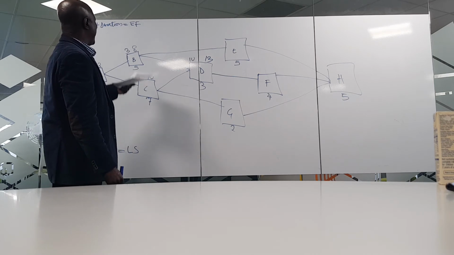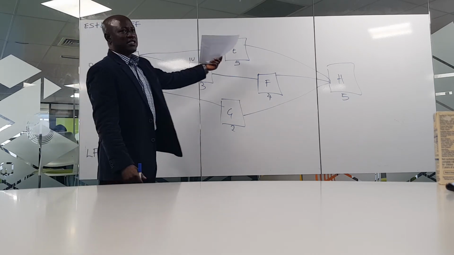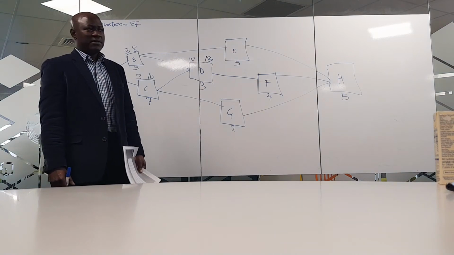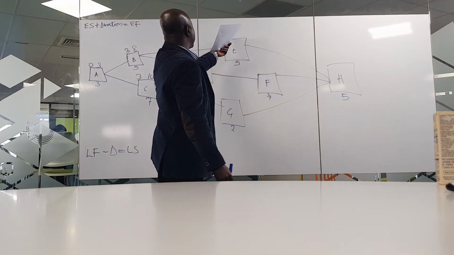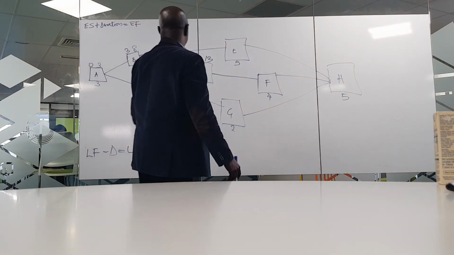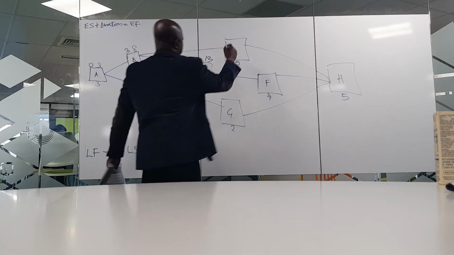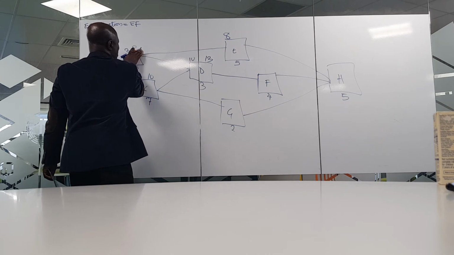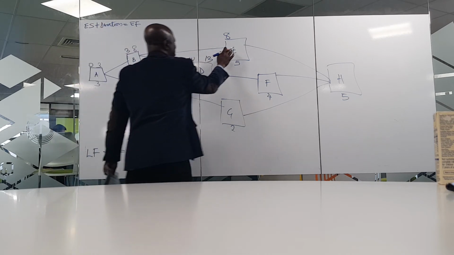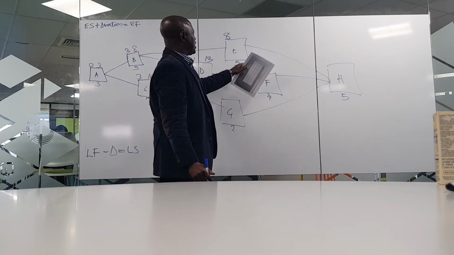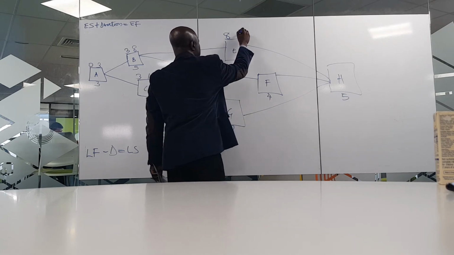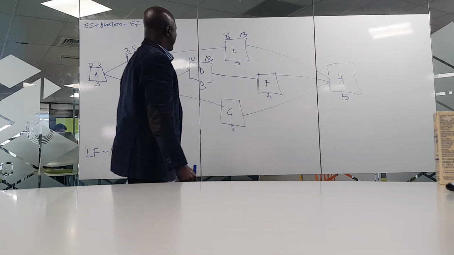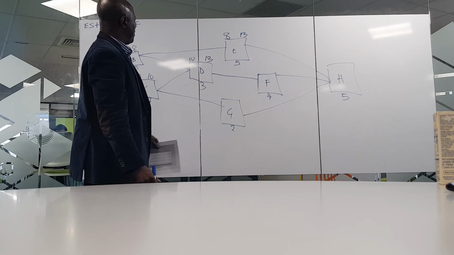Activity E is dependent on activity B straight, isn't it? So when will it start? ES here will be how many days? 8. It's 8 days because activity B must be completed 8 days before this will start. So with 12, this will finish on 13. That's activity E. Then we have A, B, E, F.